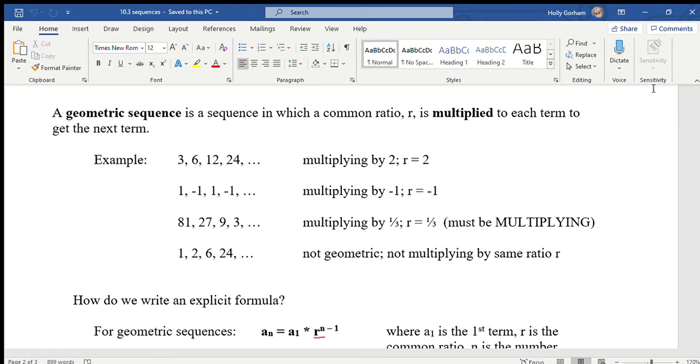On the second one, notice how you've got 1, -1, 1, -1. You're multiplying by a -1, so your r is -1. On this third example, this is where you want to be really careful. You've got 81, 27, 9, and 3. So while you may think, well, we're dividing by 3, that's right. But because the definition says we have to be multiplying, you need to think about what the same thing as dividing by 3 is. And to divide by 3 is to multiply by 1/3. So your r would equal 1/3. And then the last example is simply not geometric because you're not multiplying by the same ratio.